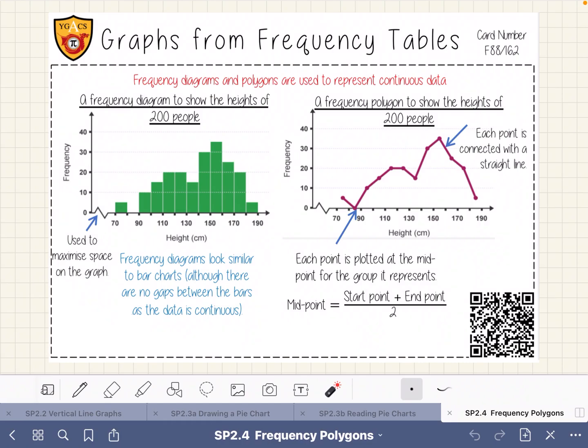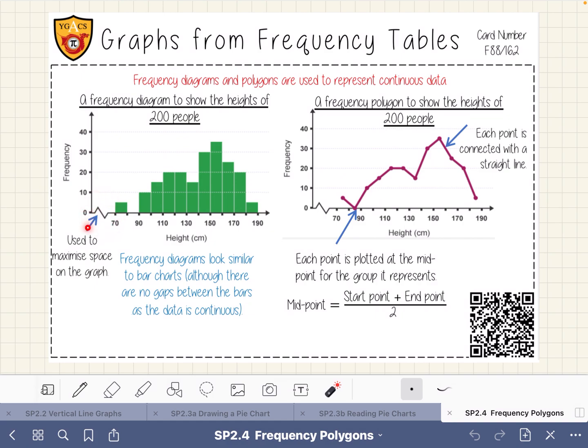Frequency tables and group frequency tables can be represented using frequency diagrams or frequency polygons, and they are used to represent continuous data. For example, height is an example of continuous data. Now, frequency diagrams look very similar to bar charts, although there does not need to be gaps in between the bars as the data it represents is continuous.